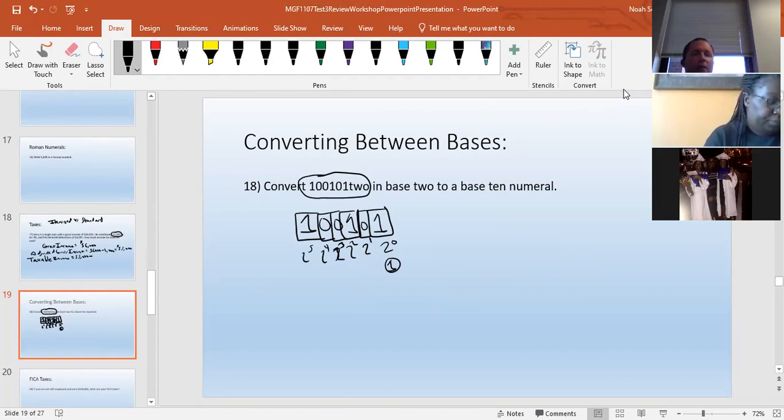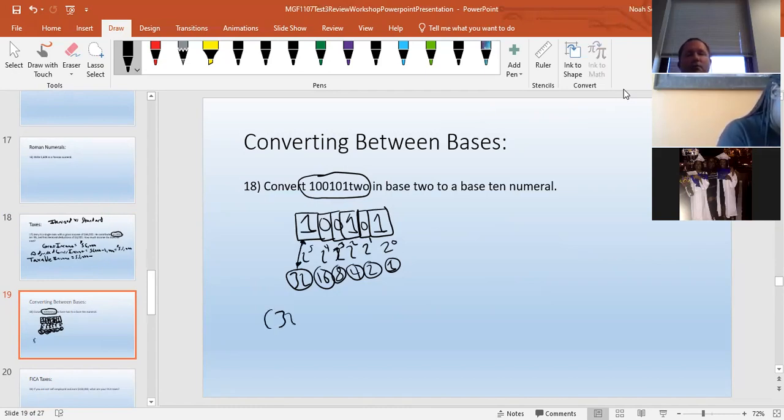And now we want to calculate what these values are. Well, 2 to the first is 2, 2 to the second is 4, 2 to the third is 8, 2 to the fourth is 16, 2 to the fifth is 32. Now, what ends up happening is the value of the place value gets multiplied by the digit in the place value. So we'll start with 32.